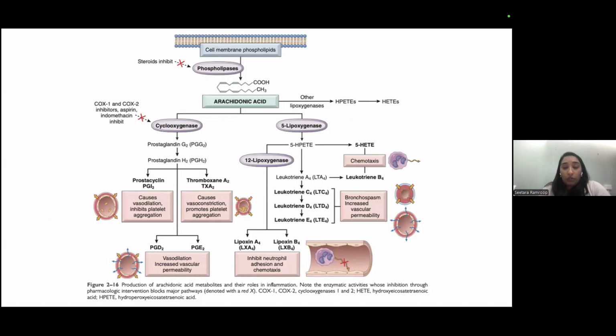This, I thought, was just a good picture to show the production of the prostaglandins and the leukotrienes and what can be used to halt the progression of inflammation.